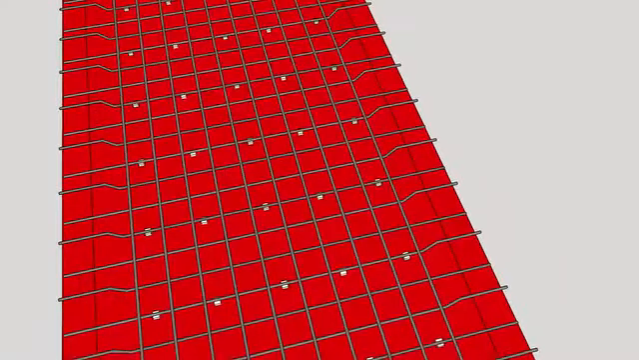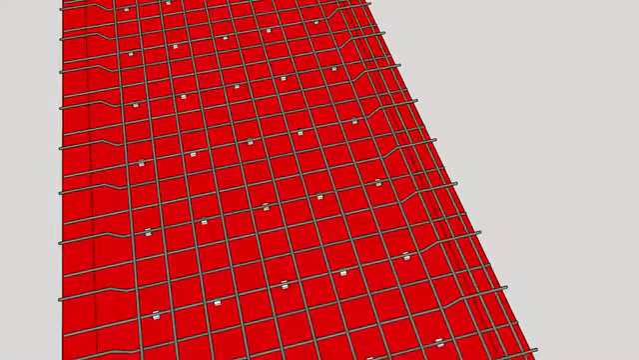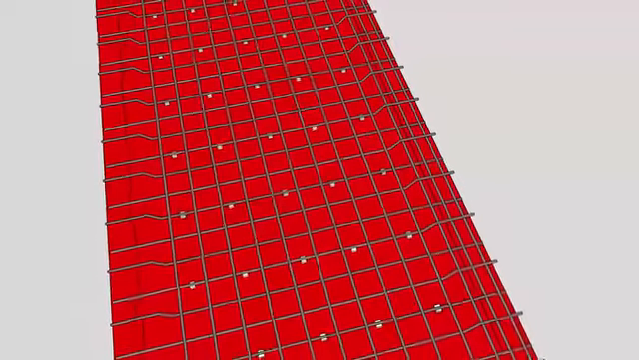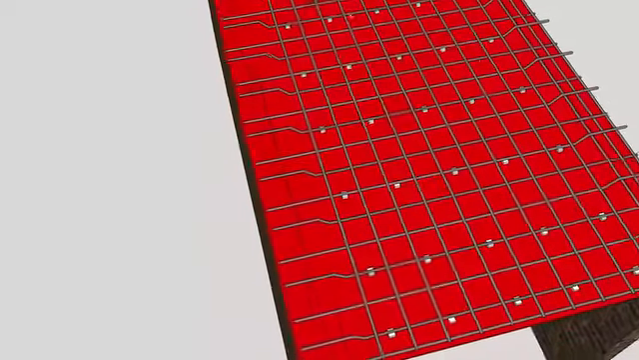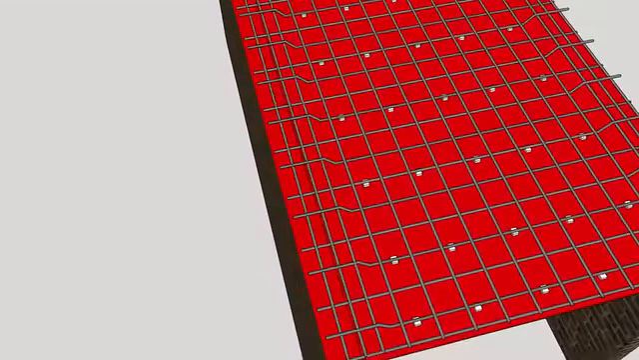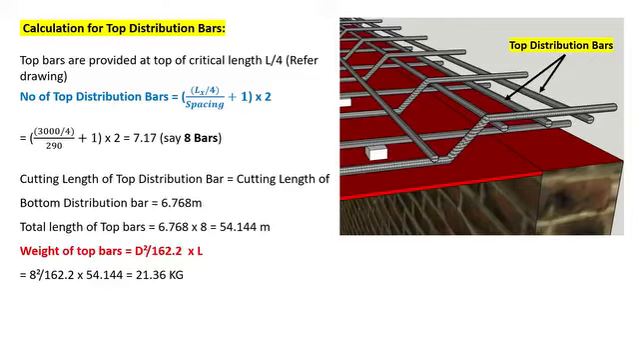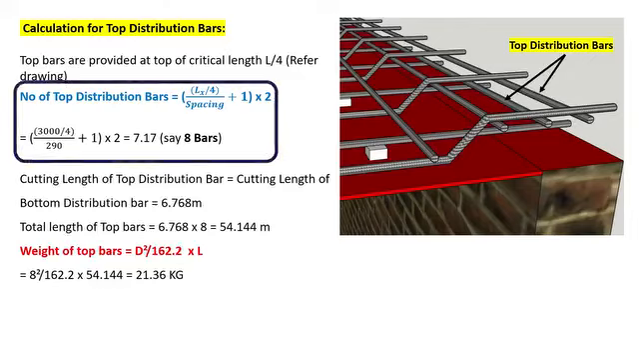Now, let's do the calculation for top distribution bars. These bars are provided at top of critical length, which is given as per the drawing, and this length is usually taken as L by 4, where L is the shorter span of the slab. The number of top distribution bars is given by the formula Lx upon 4 upon spacing plus 1 into 2. Lx is the shorter span of the slab, which is given as 3000 mm, and spacing of top distribution bars is 290 mm. On substituting all these values, the number of top distribution bars is 7.17, say 8 bars.